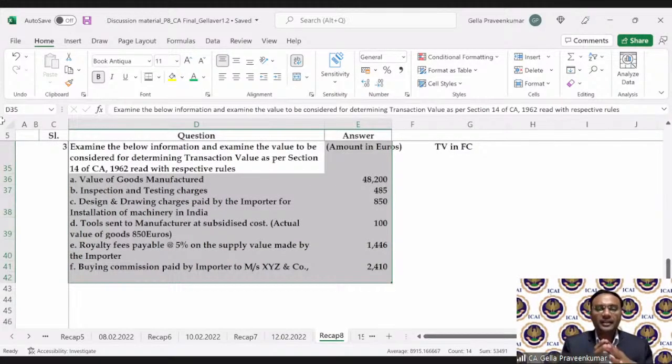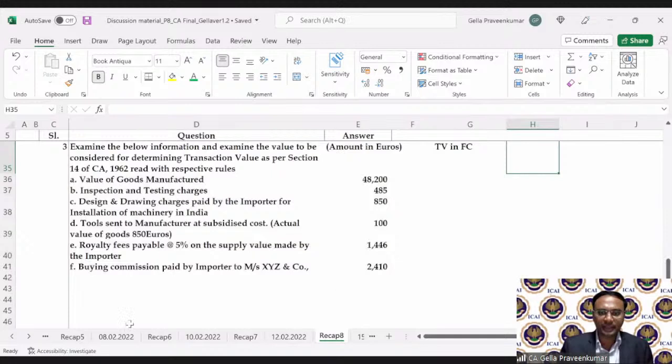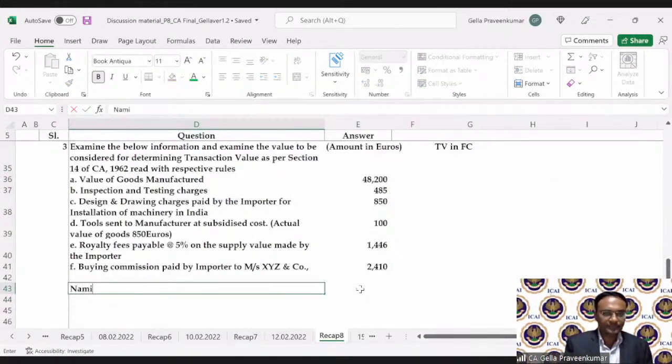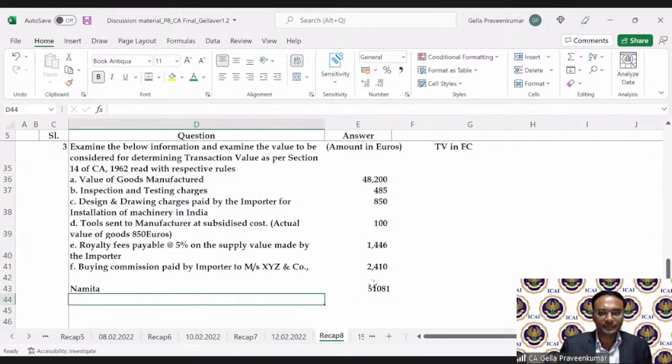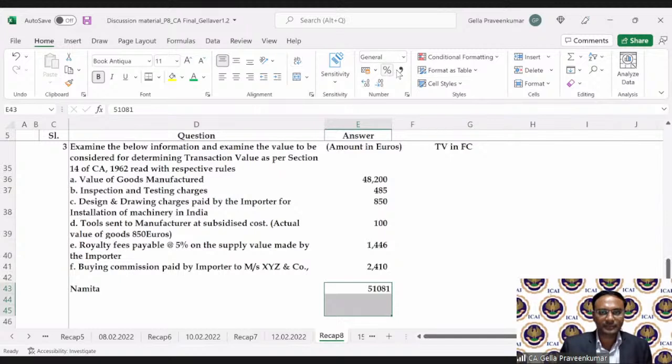Namita is well ahead of me in completing the question. Namita says 51081 euros. Let me check. Okay. I'll wait for another 1 or 2 students to confirm. Then we will solve this particular problem.